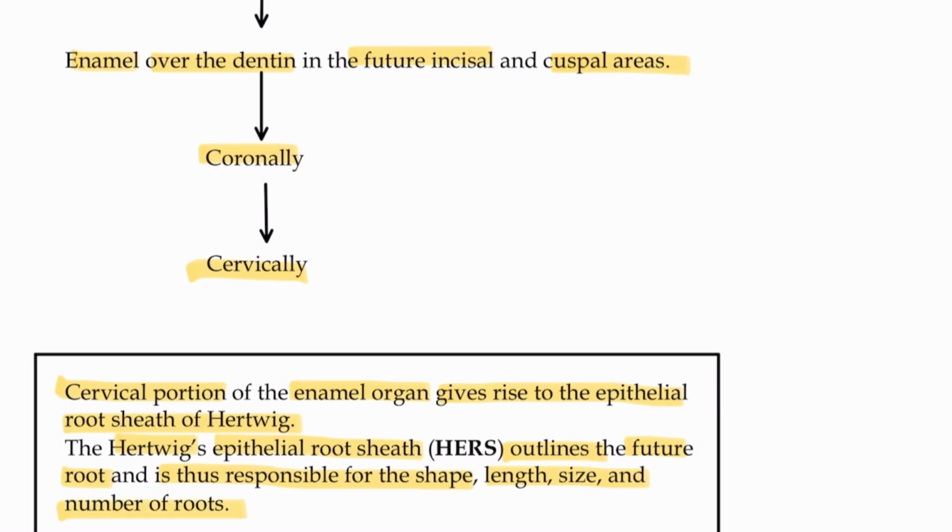So basically HERS what it does is outlines the future root and is responsible for the shape, length, size and the number of root. कितने roots रहेंगे कितने नहीं, मोलर्स में 3 क्यों है, 4 क्यों है, 2 क्यों है, प्रीमोलर्स में कितने हैं, ये सब that is decided by HERS.